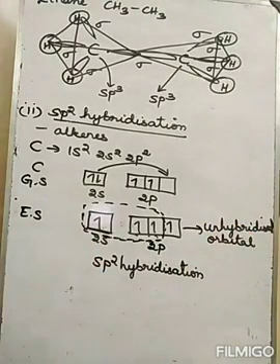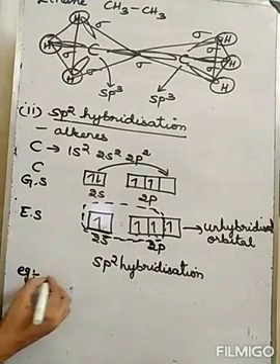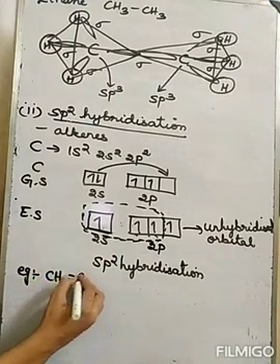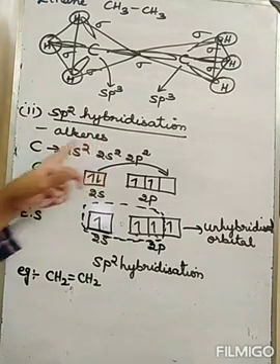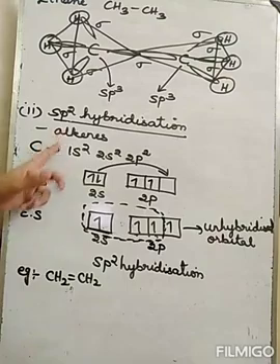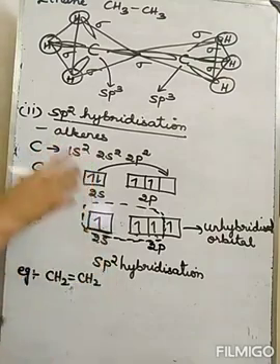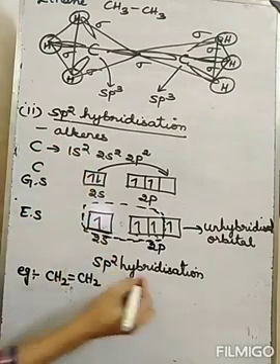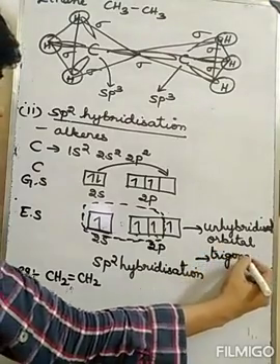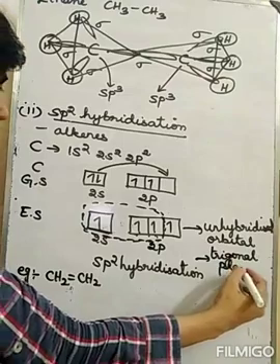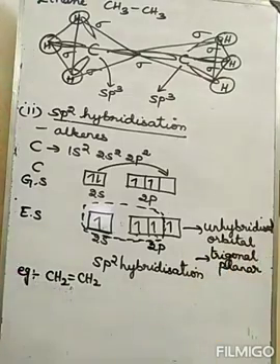Now how can we draw this structure? For example, we can take ethene, CH2 double bond CH2. I told you it is seen in alkenes. So sp3 means it is tetrahedral shape. sp2 means the shape is trigonal planar.